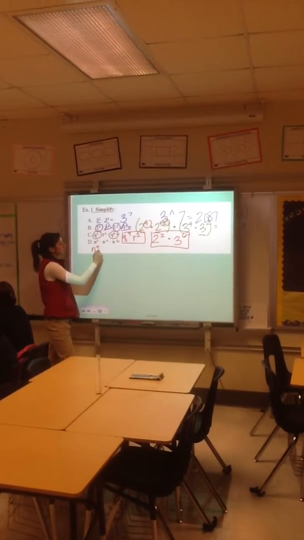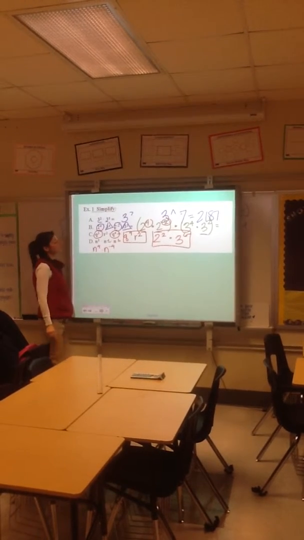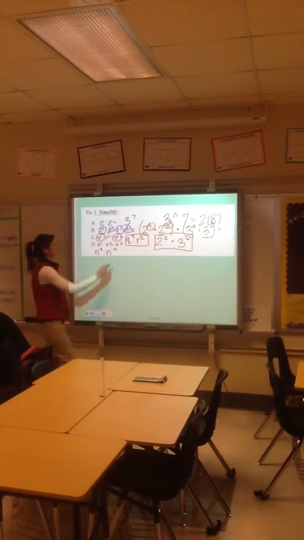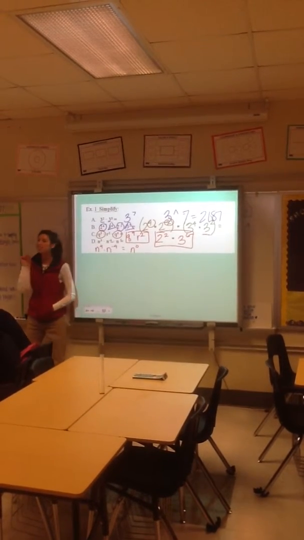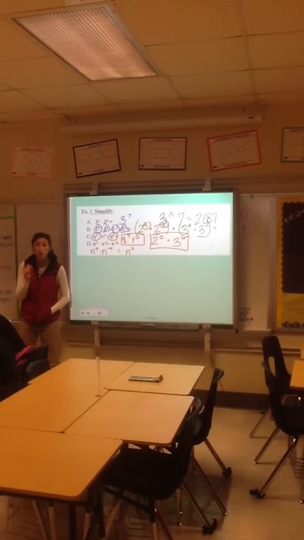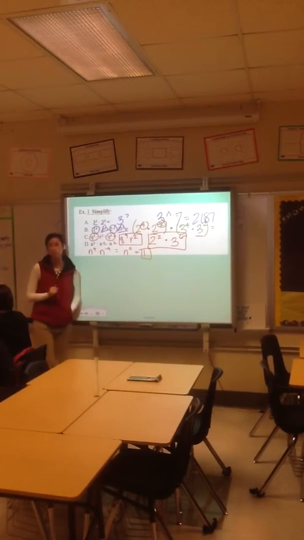M to the 4 times N to the, what's this one? Negative 4. What is 4 minus 4? N to the 0. That is not N. What is anything to the 0 power? 1. So this is what I would check.